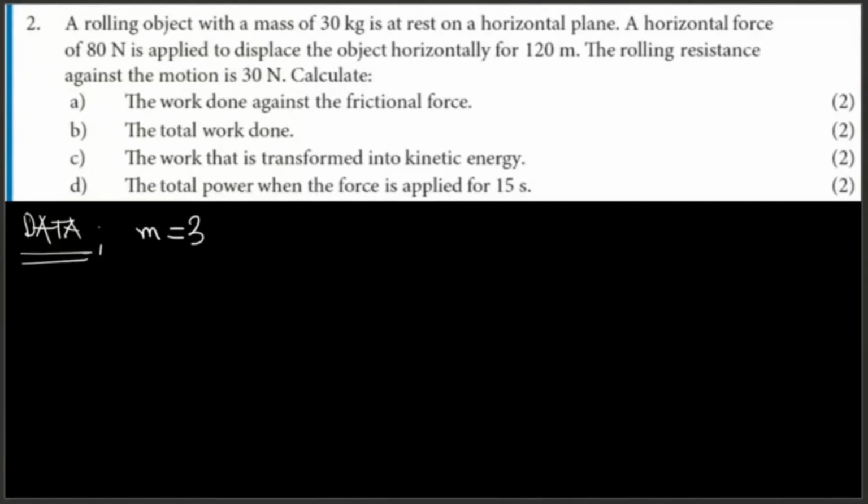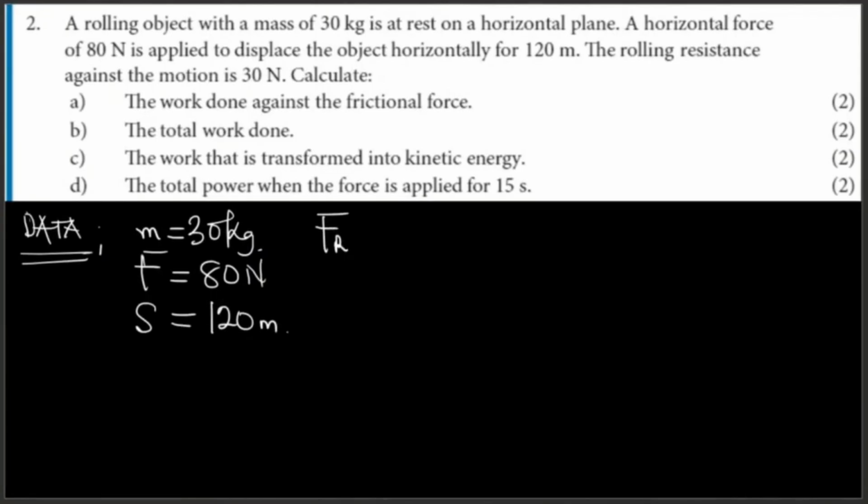The mass is what? 30 kilograms, at rest on a horizontal plane. A horizontal force of 80 newtons is applied to displace the object horizontally. So it simply means that force was applied to pull the object horizontally to move a distance of 120 meters. So the rolling resistance, of course, just as we have for frictional resistance against motion, is 30 newtons.